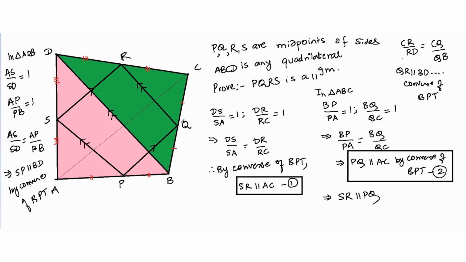Now you will notice that in quadrilateral PQRS, both pairs of opposite sides are parallel. PQ is parallel to RS and PS is also parallel to QR, which implies that PQRS is a parallelogram. Of course, we could have also proven this property using the midpoint theorem because we have midpoints over here. But I wanted to show you that you can prove the same property using the converse of BPT as well, right? So this is how we solve this particular problem.